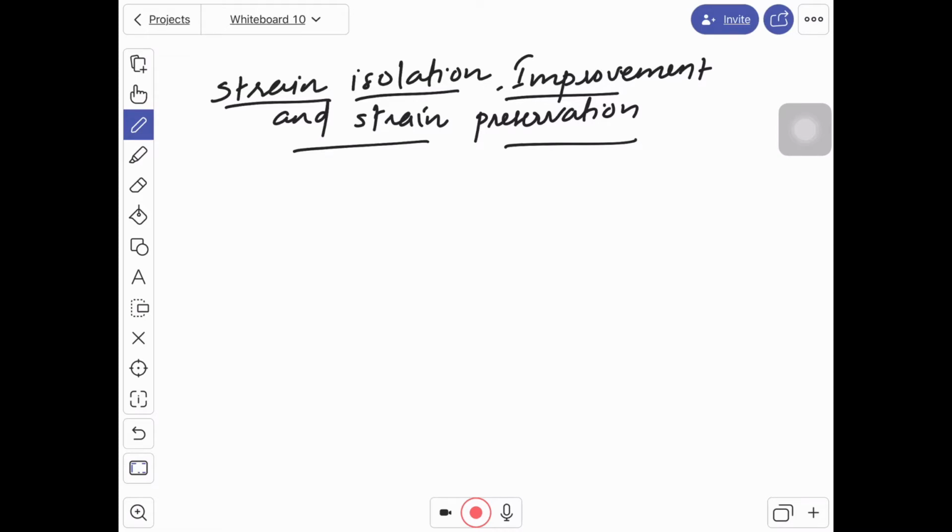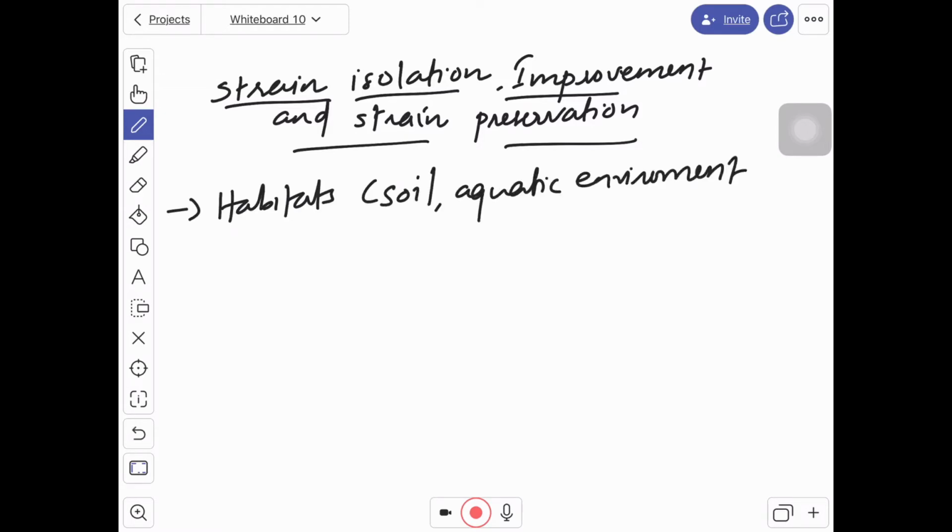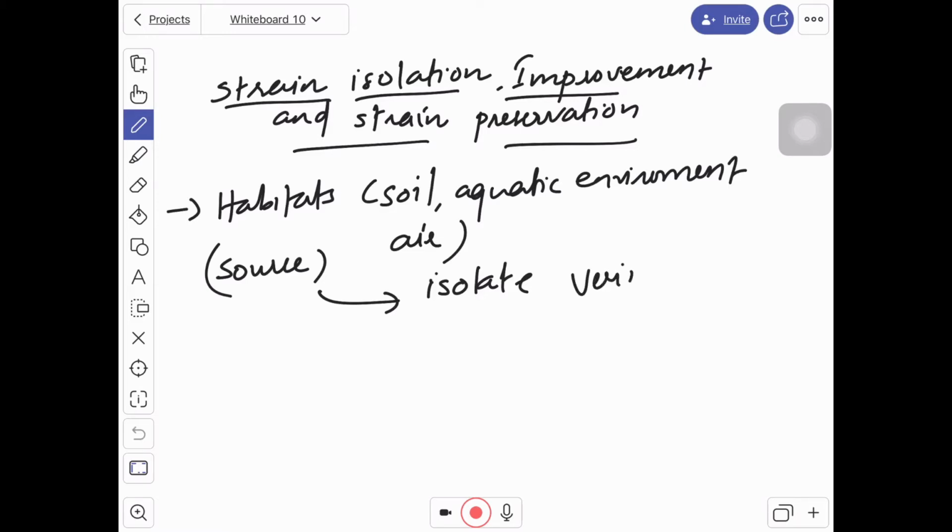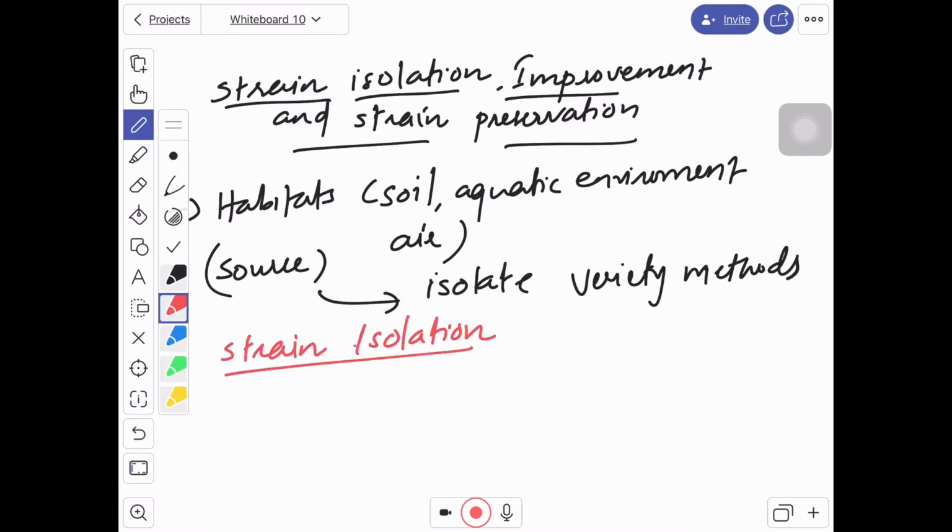Then how do we get microorganisms? They have their own habitats, especially they are found in soil, aquatic environment, even air too. So these natural habitats are the source of microorganisms. From this source, we have to isolate the desired microorganism using a variety of methods. This process is known as strain isolation.